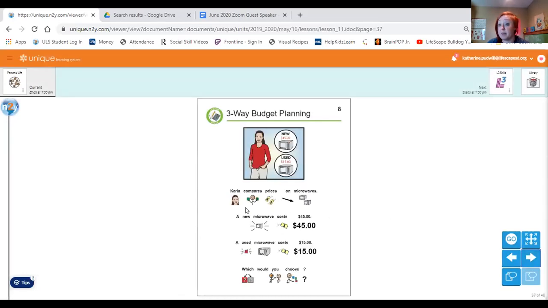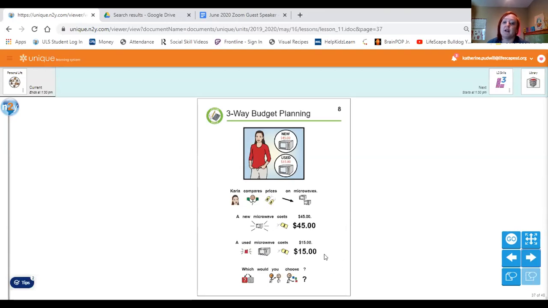Carla decided to compare prices on microwaves. We practice doing this a lot at school. Which is more? A new microwave cost $45 and a used microwave cost $15. Now remember, Carla looked at that discount store and they were $45. So Carla might want to check out what their return policy is. If the microwave is broken or it quits working, can I bring it back?